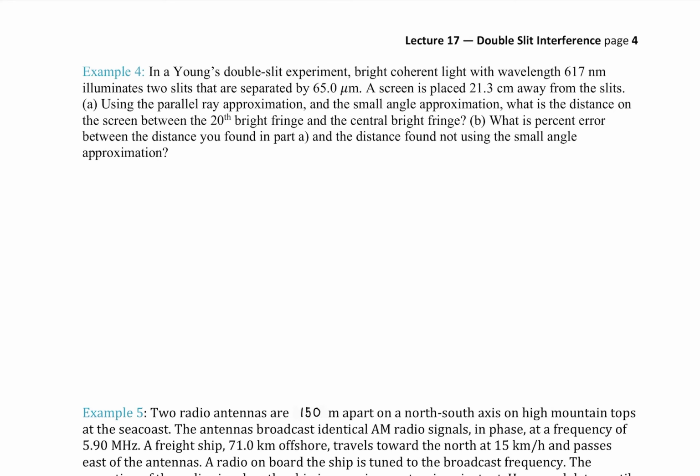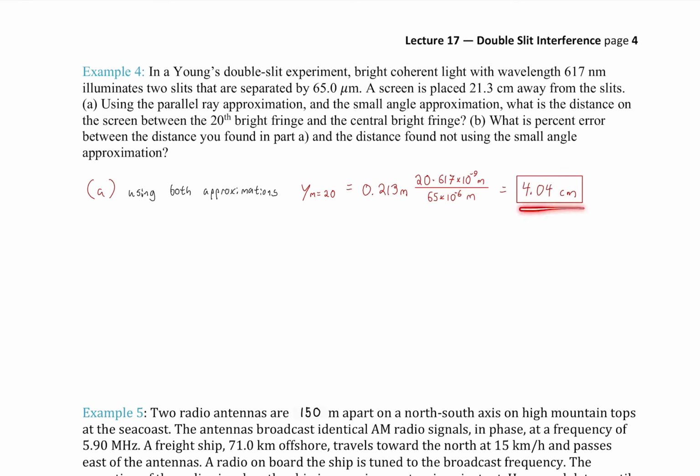All right, and then what is the percent error between the distance you found in part A and the distance found not using the small angle approximation? Okay, that's why this is a blue problem, because we're going to do it both with and without the small angle approximation. Using both approximations, we simply plug in and find the distance is 4.04 centimeters, the distance from the central bright spot to this 20th order bright spot.